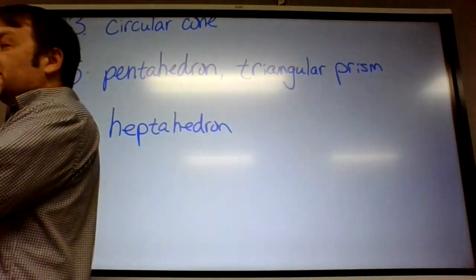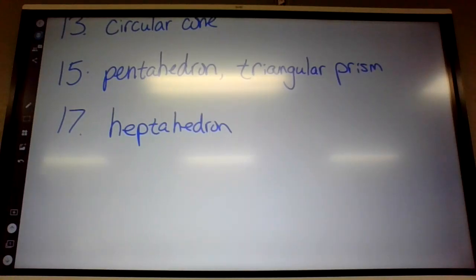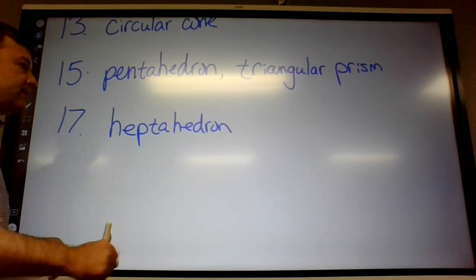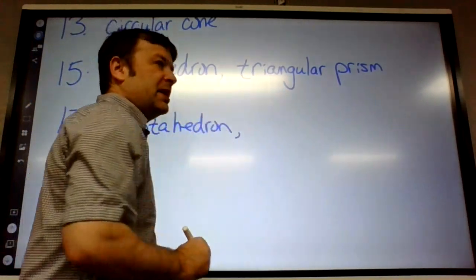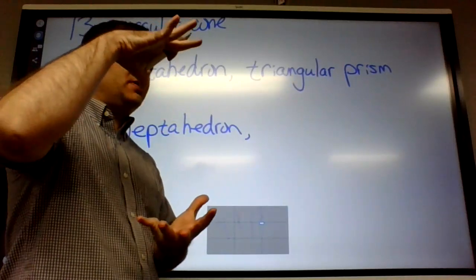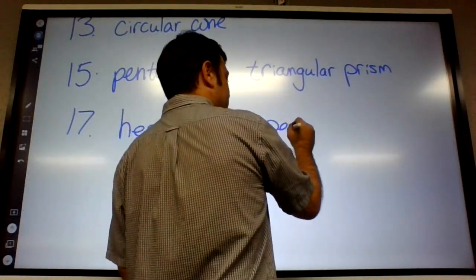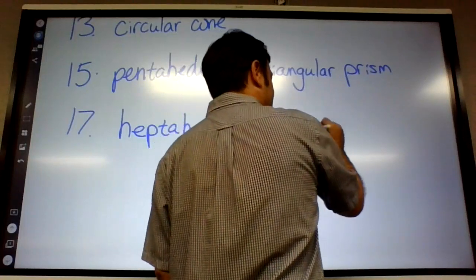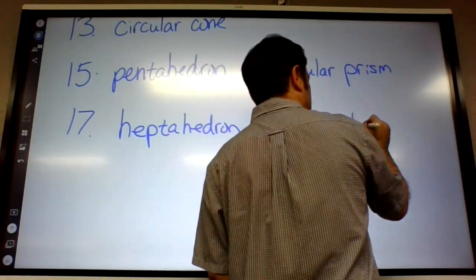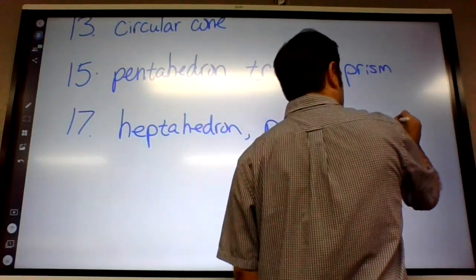Okay. So is 17 a prism or a pyramid? It's got 2 identical pentagons on the bases, so it is a prism. It is a pentagonal prism.